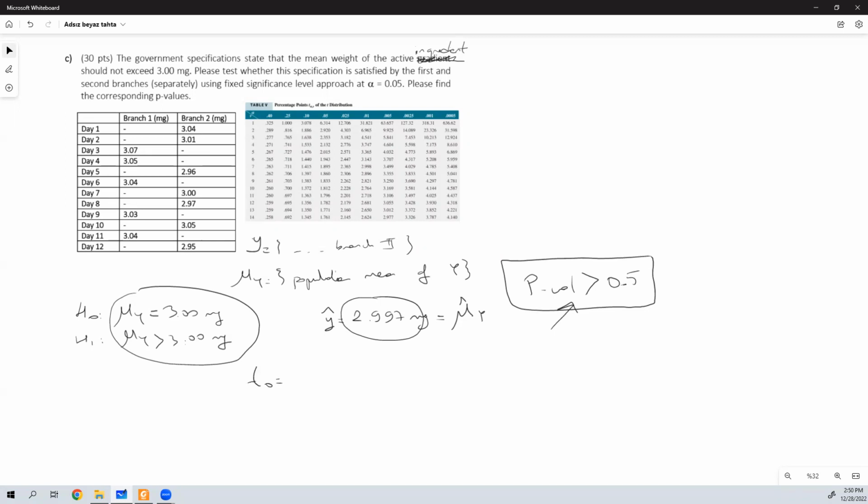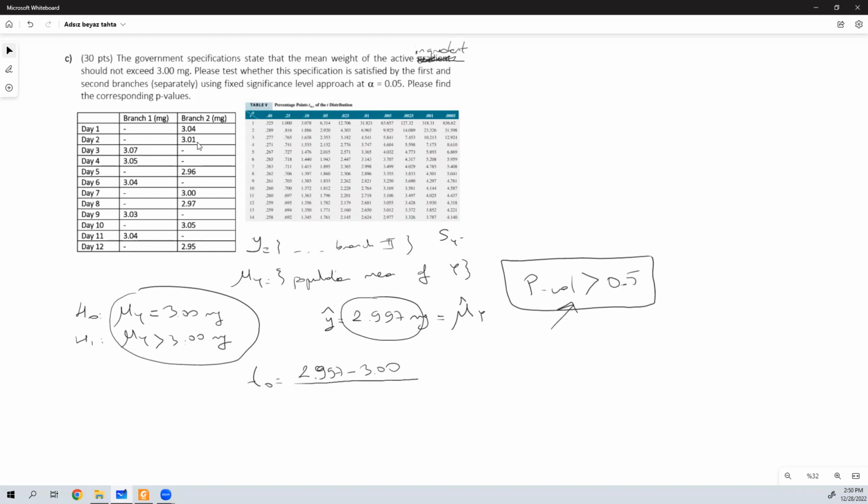Anyway, now what we are going to do is find the t0 value, because this is basically the y hat value. Since y values are normally distributed, y hat values will be normally distributed. So therefore, and since we do not know the standard deviation, it's going to be a t distribution. So 2.997 minus the hypothesized value, since we expect that the null hypothesis is true.